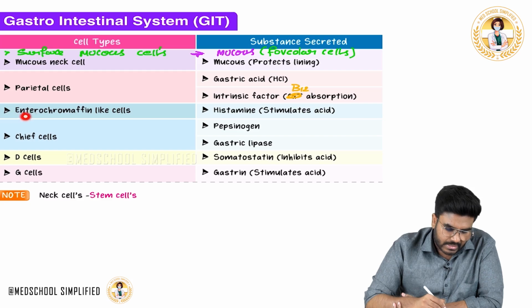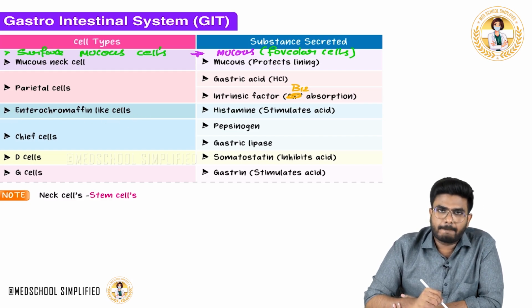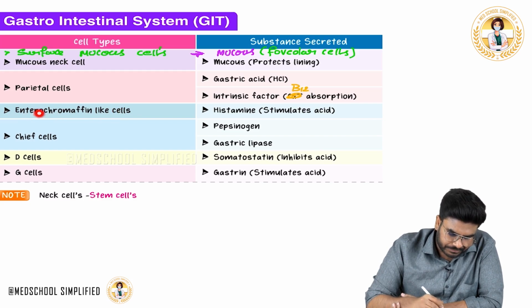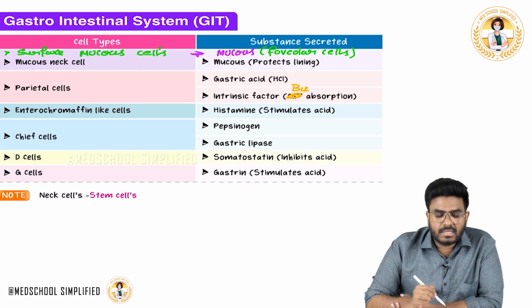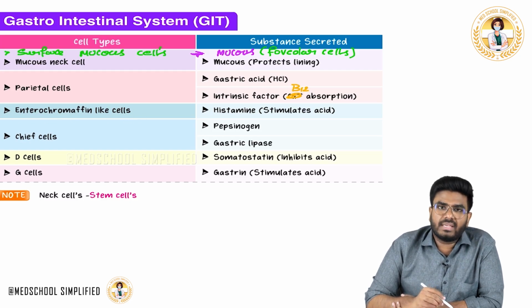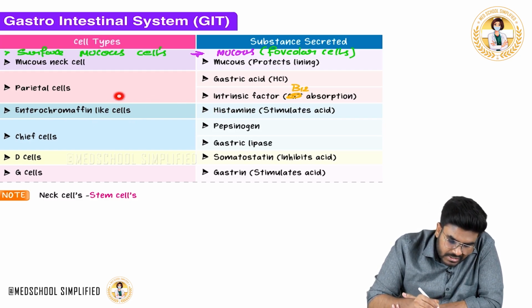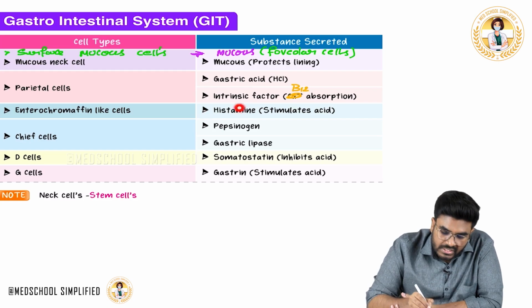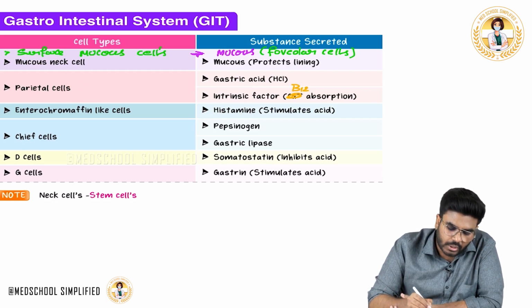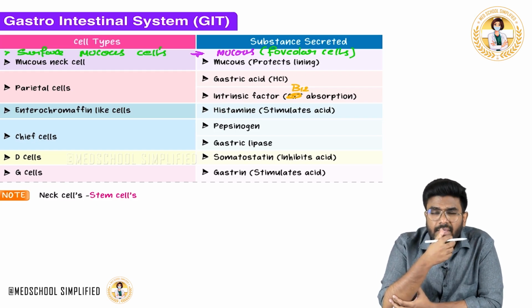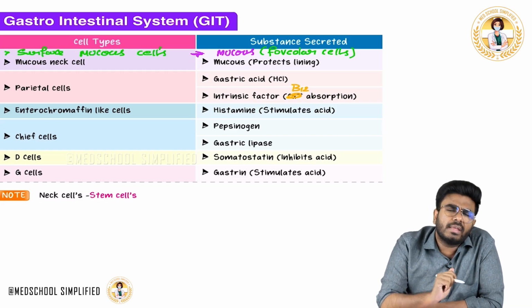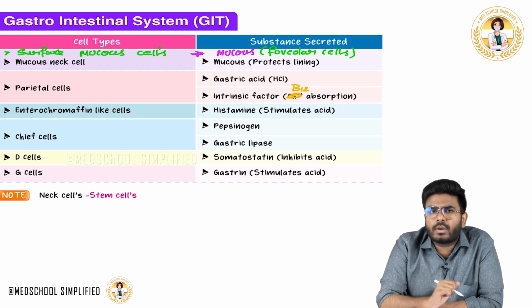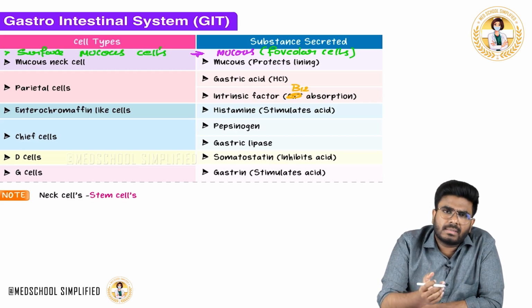After parietal cells, let's discuss the enterochromaffin-like cells, ECL cells. These cells produce something called histamine. Histamine will come and stimulate the parietal cells. Histamine is a stimulus for the parietal cells to release acid. So parietal cells are stimulated by histamine.